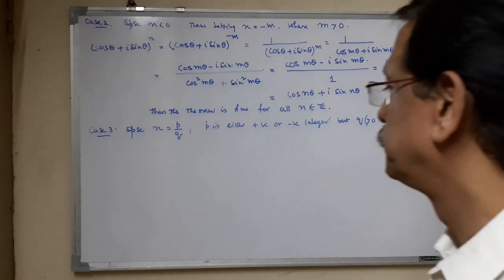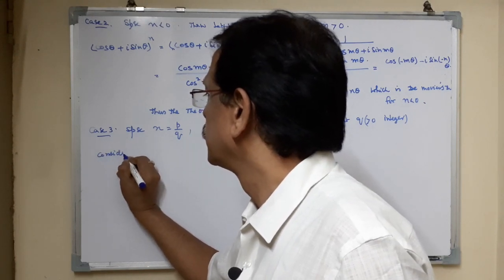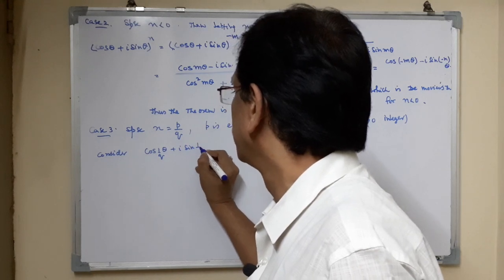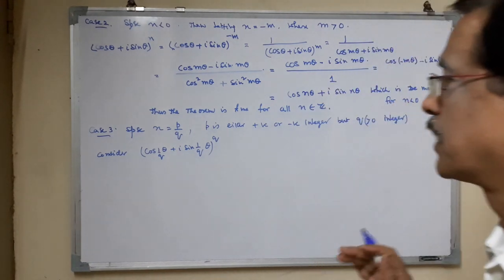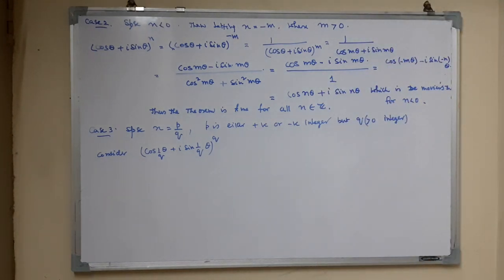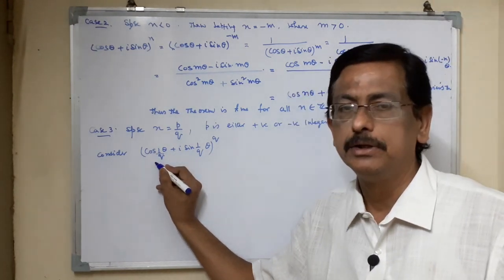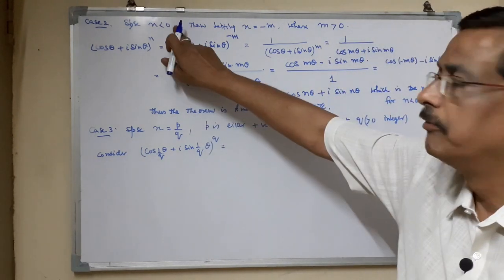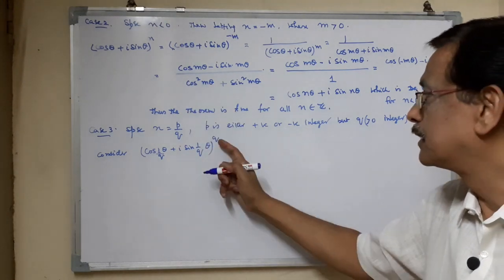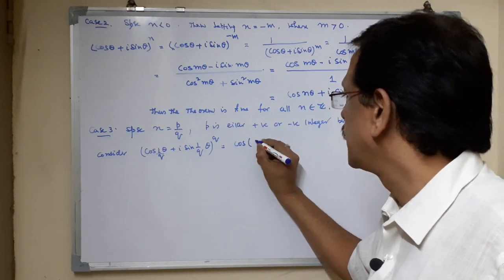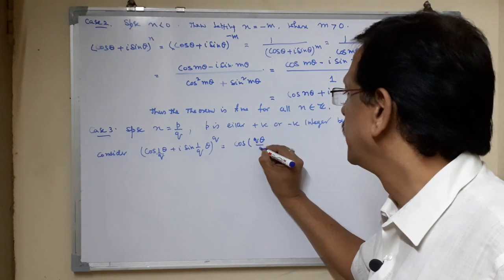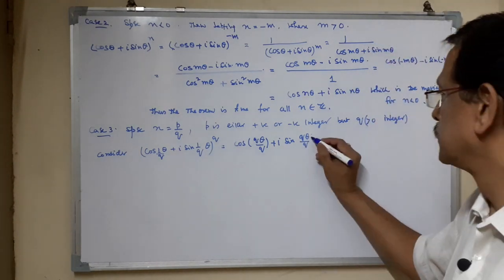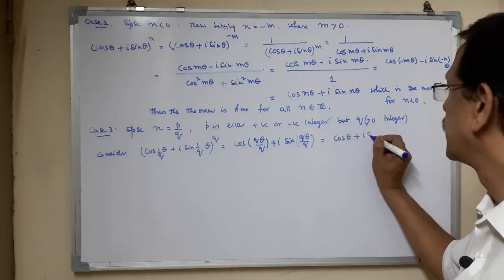So, what we have to do for this? Let us consider cos theta by q plus i sine theta by q whole power q. Let us see what happens. q is a positive integer. Now we have proved just now in case 1 that De Moivre's theorem can be applied. So this is cos q theta by q plus i sine q theta by q. This q comes out as a coefficient. So this becomes cos theta plus i sine theta.